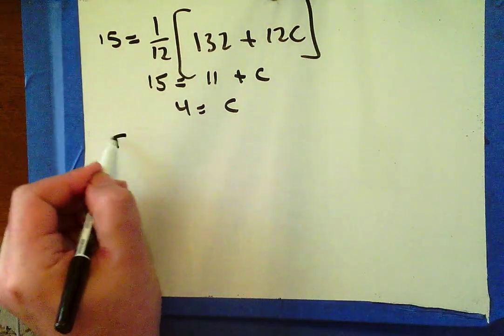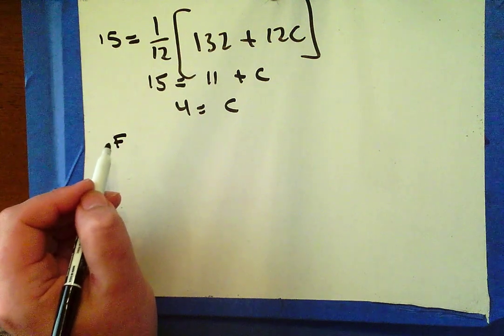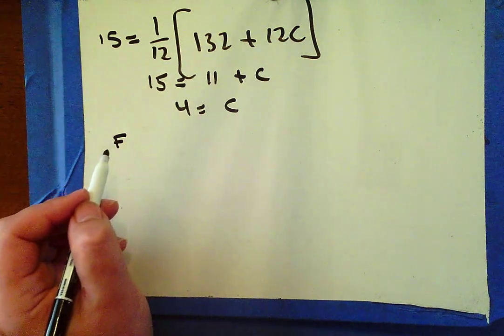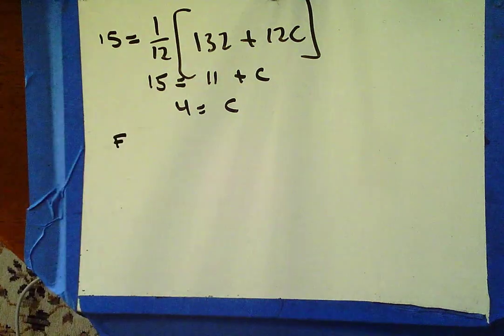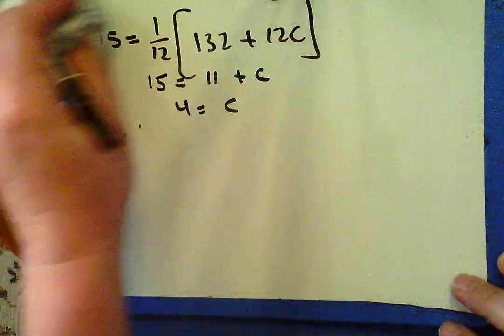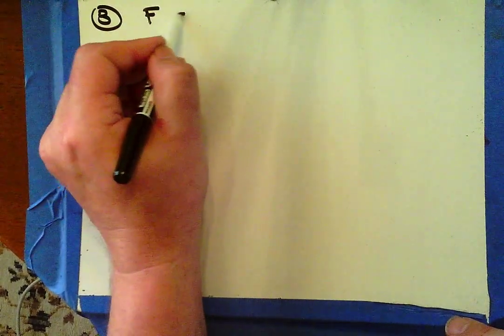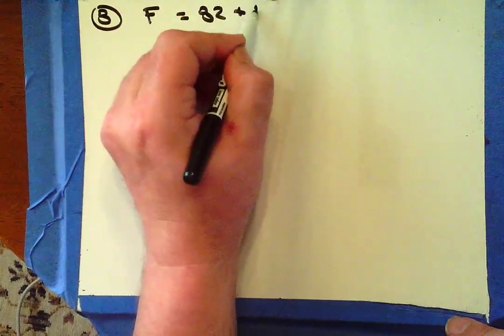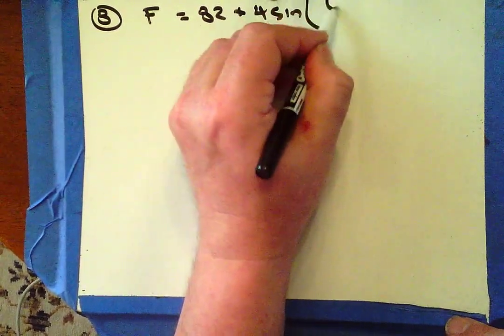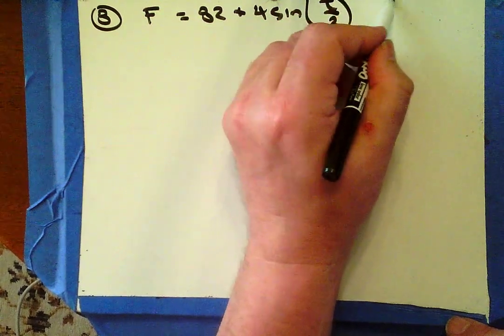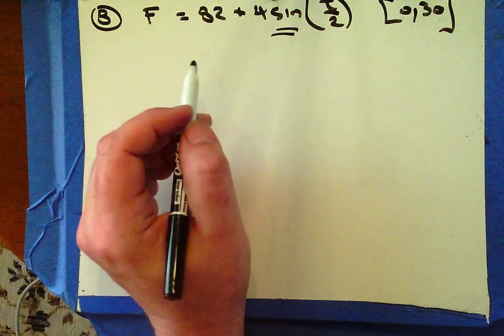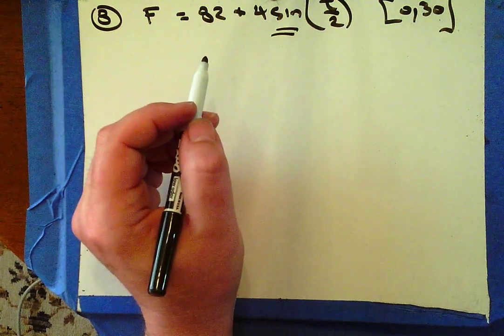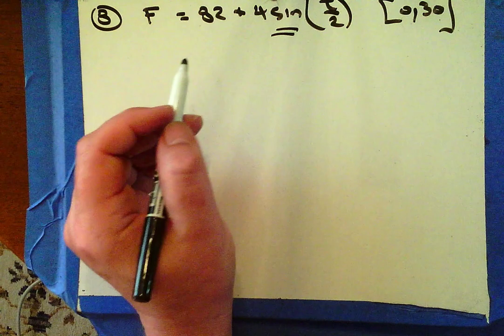8 says big F is equal to the flow. In fact, I'm going to write that up here. Problem number 8, big F is 82 plus 4 sine t over 2 for 0 to 30. Make sure your calculator is set in radians. To the nearest number, how many cars pass through the intersection?